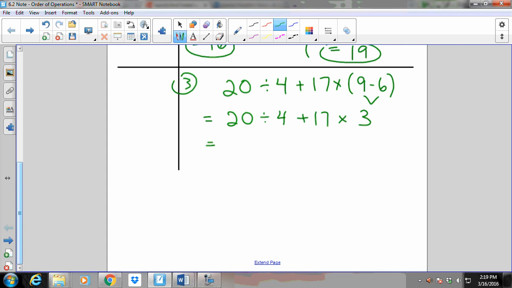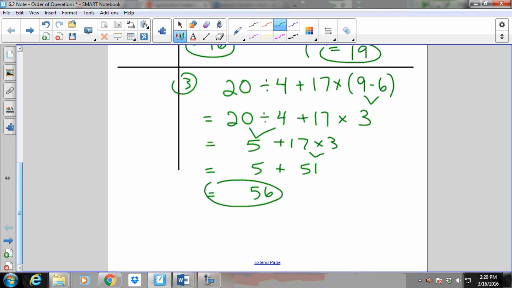All right, no parentheses left, no exponents left. M and D stands for multiplication and division from left to right. So what do we run into first? We run into division first. 20 divided by 4 is 5 plus 17 times 3. Okay, only one step per line. We're still on multiplication and division. This is multiplication. 17 times 3 is 51. Bring down the 5. And there's only one operation left, so you don't have to think about it anymore. Just do that operation. 56.